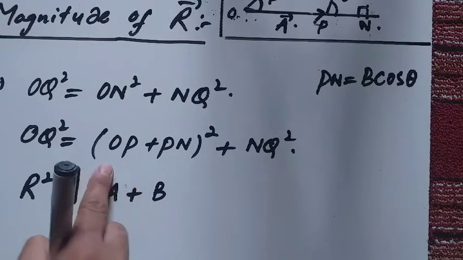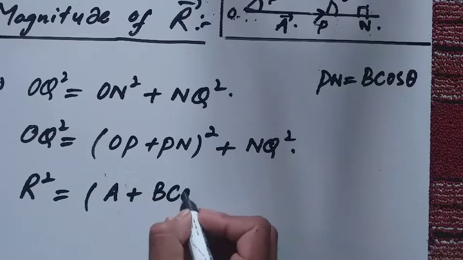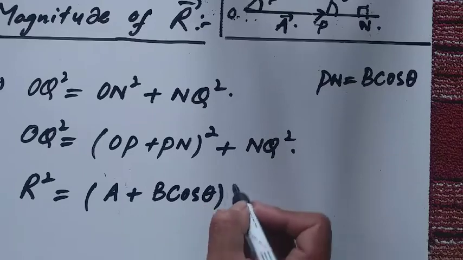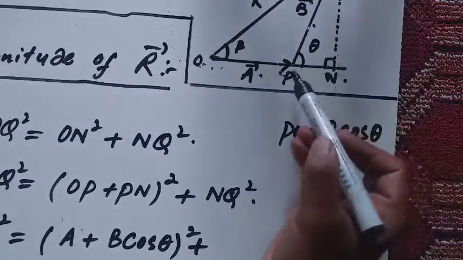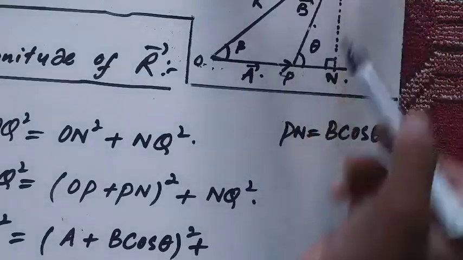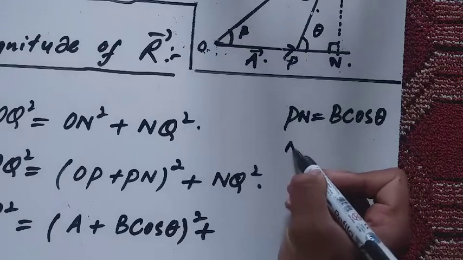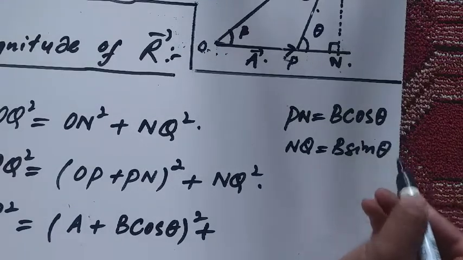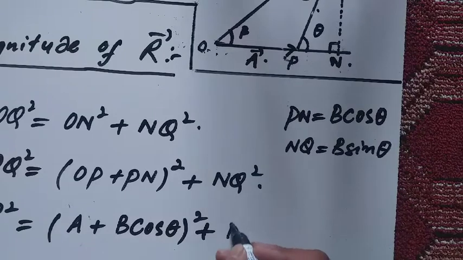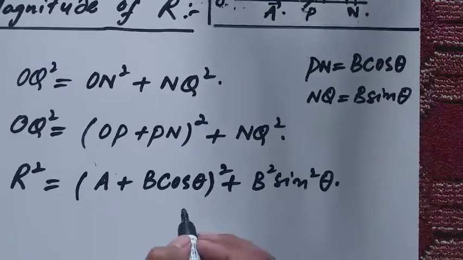Let me talk about only this magnitude. I will not draw the direction. That is b cos theta whole square plus this NQ square. We find this NQ is equal to b sine theta, if you remember the last two equations. Thus we can replace this NQ by b square sine square theta. All right.